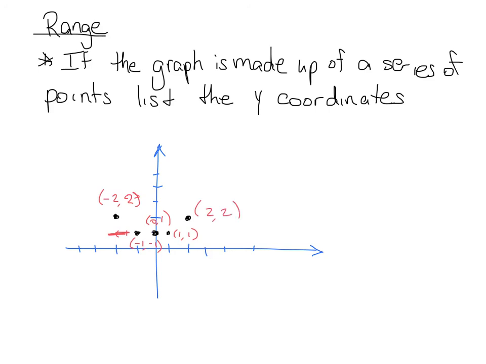All right, so as you will probably notice here, we have 2 as a y coordinate. We also have 1 as a y coordinate. And that's actually the only y coordinate we have. Everything else is repeats. So our range is just 1, 2. That's it. We don't have to write the repeats.